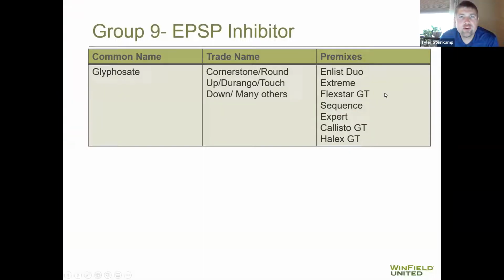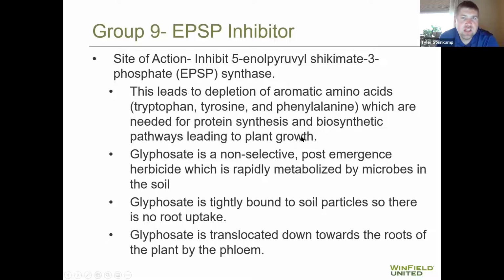All right, we're going to start in on group 9. Most of you are very familiar with group 9, so we're not going to spend a whole lot of time on it, but it is important to understand how it works. This would be glyphosate, and that is the only common name in this group. Of course, there are quite a few different trade names and premixes as well. Glyphosate is one of the most utilized chemistries in agriculture. It's actually one of our safer chemistries as well.